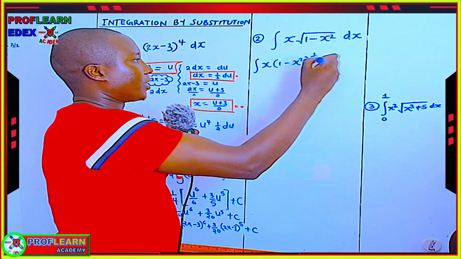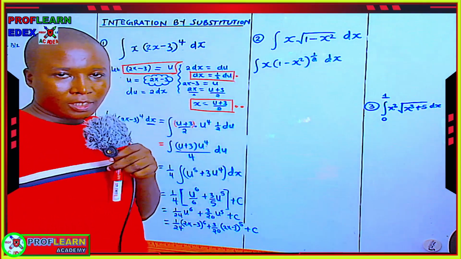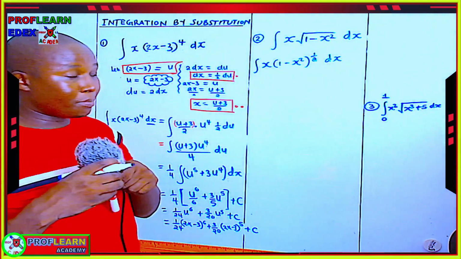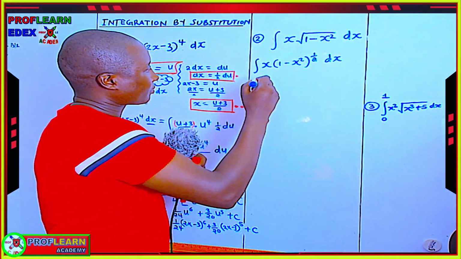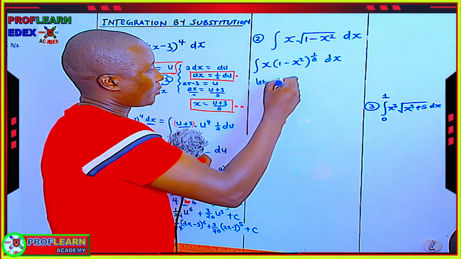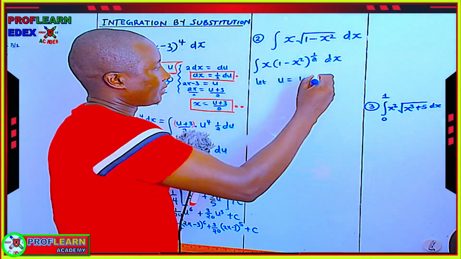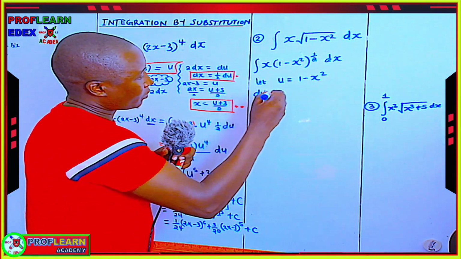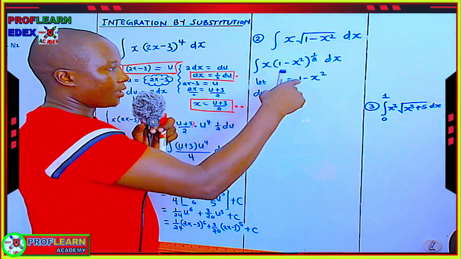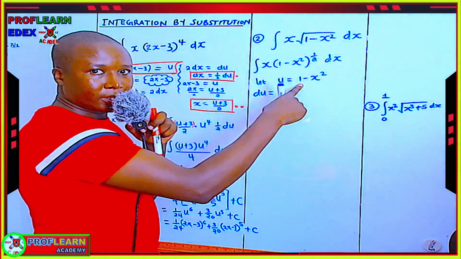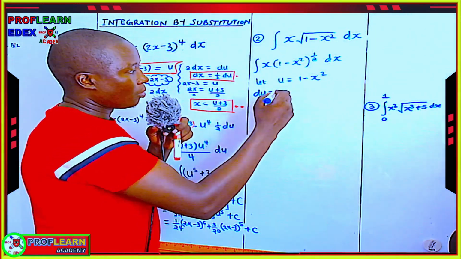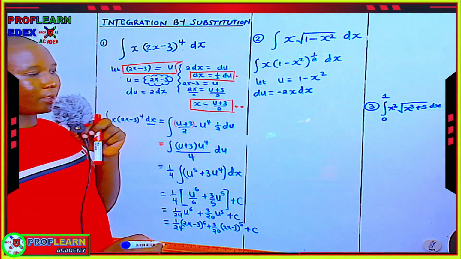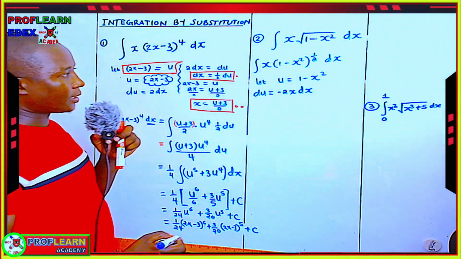The final answer should be in terms of x, but we know u was 1 minus x squared, so we can replace it here, and that will be minus 1 over 3 times (1 - x squared) raised to power 3 over 2 plus c. And this can also be written, we can simplify this as minus 1 over 3 times the square root of (1 - x squared) cubed. We can leave our answer at this point, so that we can move to the next bit here.